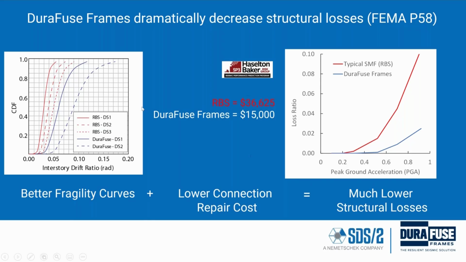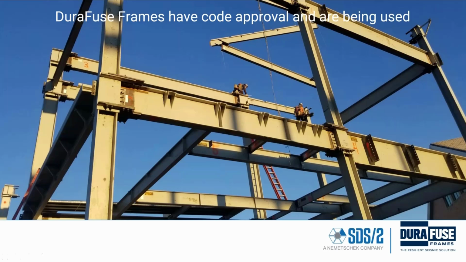This is a little technical, but these curves are called fragility curves, and they indicate the likelihood that a connection will require repair. And this is illustrating that, as compared to an RBS connection, DuraFuse connections are less likely to require repair for different levels of drift. And even if repairs are required, it's much less expensive to repair a DuraFuse connection than trying to take out a beam and put in a new one or replace a portion of the beam. So much lower structural losses for earthquakes. So that's one of the reasons why people are using DuraFuse frames: the improved seismic resilience.